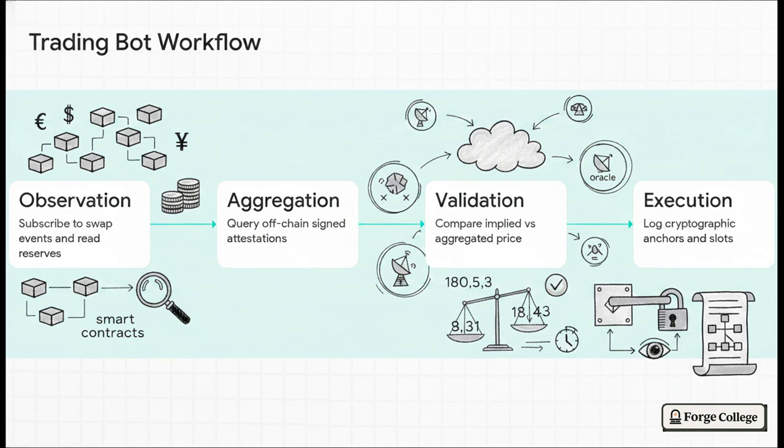Before it risks a single token, it re-verifies the slots across multiple RPCs and logs cryptographic anchors, so every single move is completely auditable. And the craziest part, it does all of this completely autonomously, without a centralized middleman. That is precisely why these validation steps are so absolutely crucial.